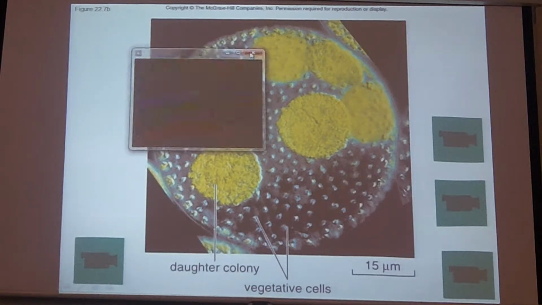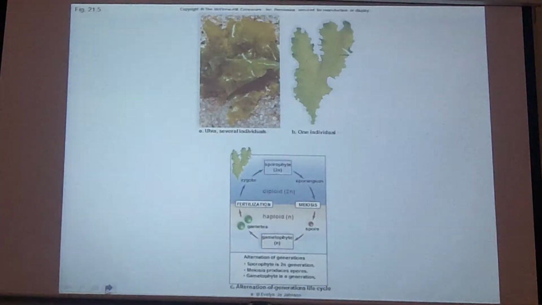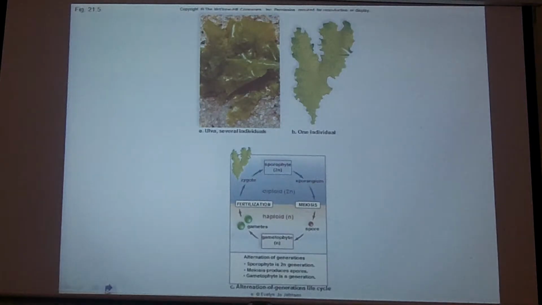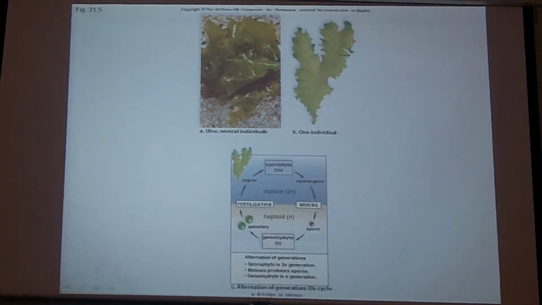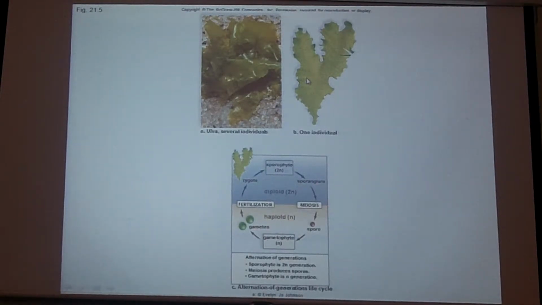The open water. We don't want that. We'll get to that in a minute. Here's a leaf-like multicellular algae. It's called ulva. It's also called sea lettuce. And they'll wrap this stuff around sushi and you can eat it.